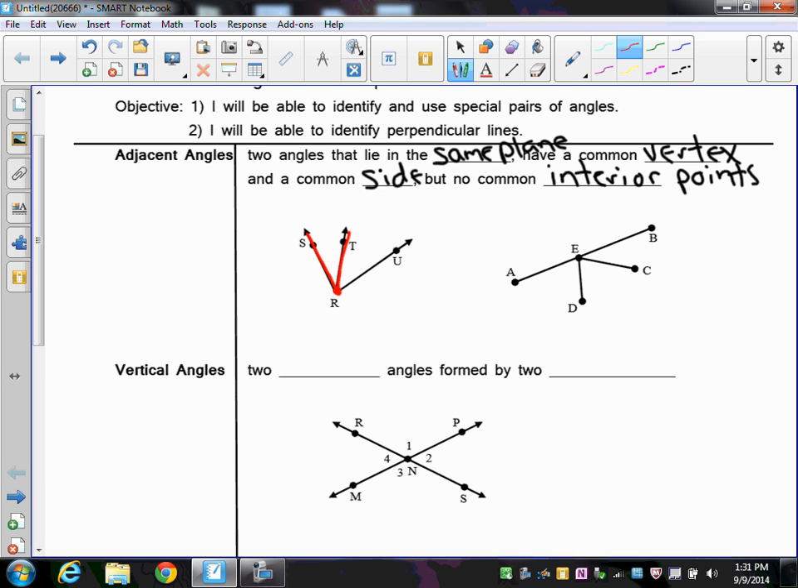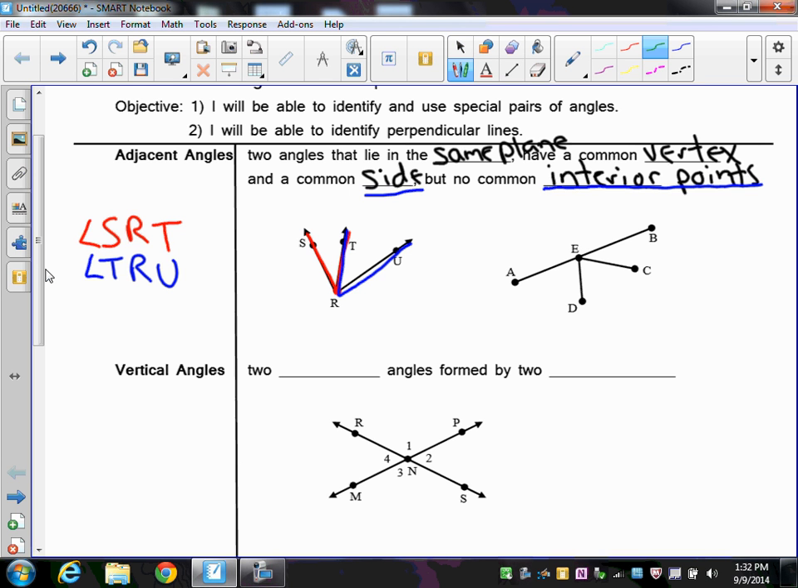So if I look at angle SRT, which I just highlighted in red, R is the vertex. That's the turning point, the elbow point. So if I take angle SRT and I want to find out what it is adjacent to, that means it has a common side, but no common interior points. That means no points are the same on the inside. Well, the only adjacent angle that's shown here is angle PRU. So those are adjacent angles. Do you see how they share a side, ray TR, and they have no interior points?